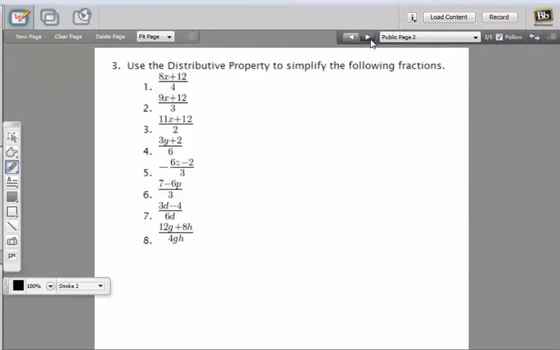For number 3, use the distributive property to simplify the following fractions. As we saw in the example problems, dividing by 4 is the same thing as multiplying by 1/4. So really, I have 1/4 times 8x plus 12. So if I distribute that, 1/4 times 8x is 2x, and 1/4 times 12 is 3.